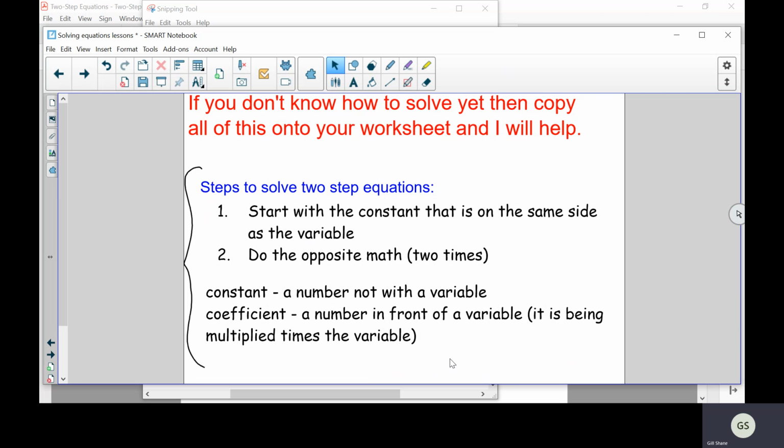Oh yeah, you got to get a worksheet if you didn't get one.